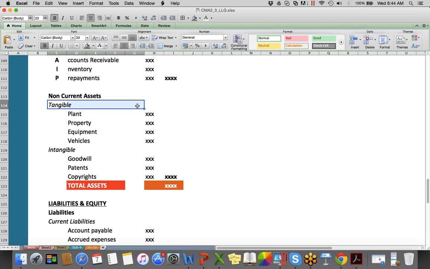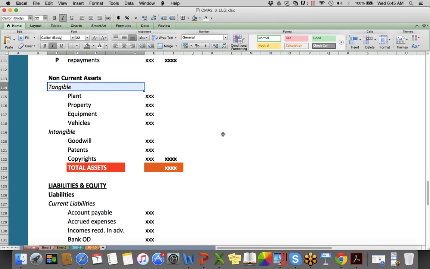Non-current assets are again classified into tangible assets, which include land, plant, property, equipment, vehicles, furniture, etc., whose value goes down as we use them in the business as the period passes by. Therefore, we charge depreciation on those assets.